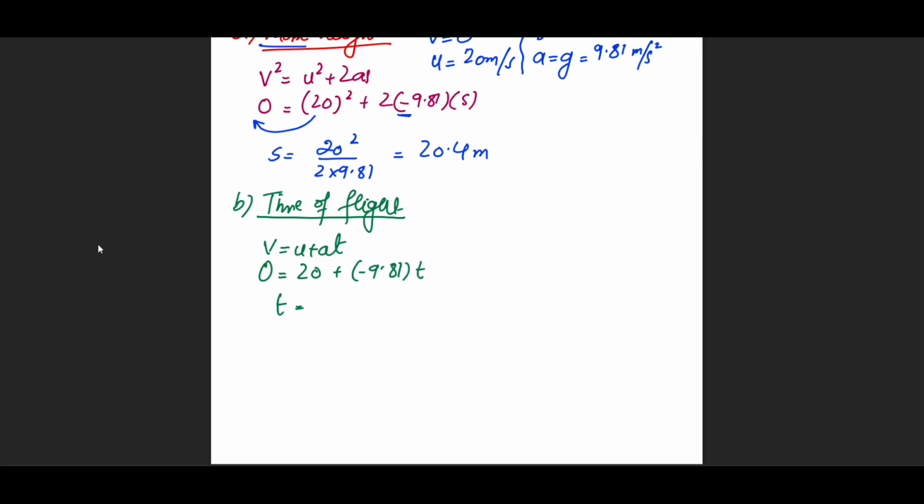So t, again, this 20 comes on this side, becomes negative. So this t will be simply put 20 divided by 9.81. So t comes out as 2.04 seconds. So this is 2.04 seconds.